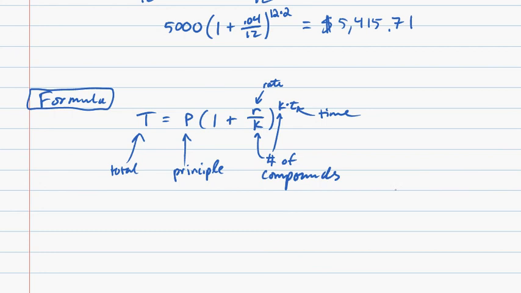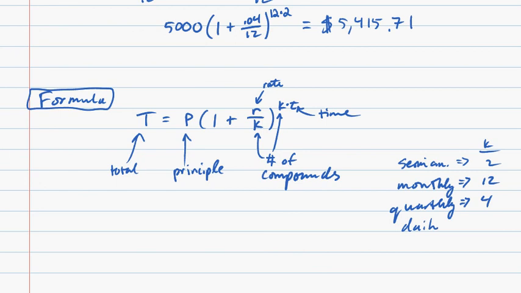Now just for compounds, when you do it semi-annually, you're going to have K equal to 2. If you do it monthly, you're going to have it be 12. Sometimes they do it quarterly. That would be 4 times a year. If it's daily, then it's going to be 365. Weekly would be 52. And there's a lot more. You could figure out how many hours are in the year and how many minutes are in the year. So just keep track of per year, how many times is it going to be compounded.